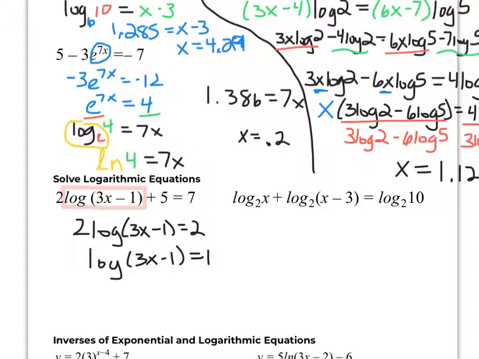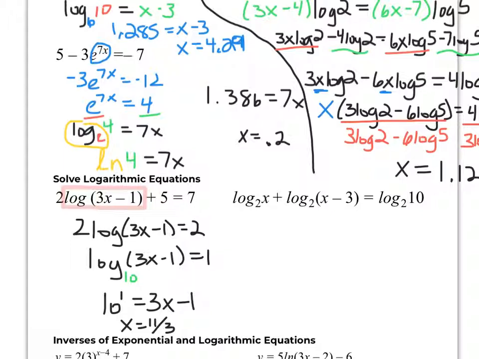After we get the log by itself, we're going to rewrite it as an exponential. This one I don't see a base, which means that it's a base of 10. So 10 to the first power equals 3x minus 1. And in this case, I don't really need to simplify my 10 to the first power. It's just 10. And then we're going to solve for x. So add 1 would be 11. And divide by 3. Two steps.